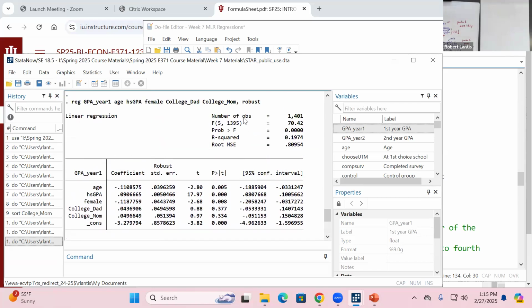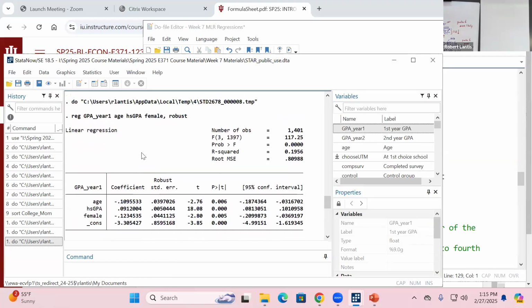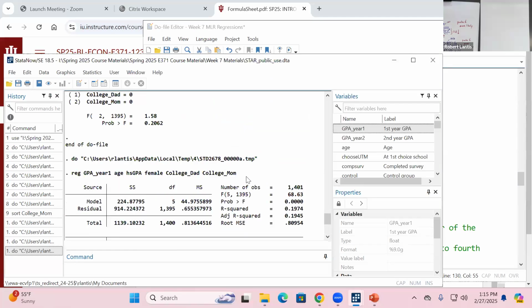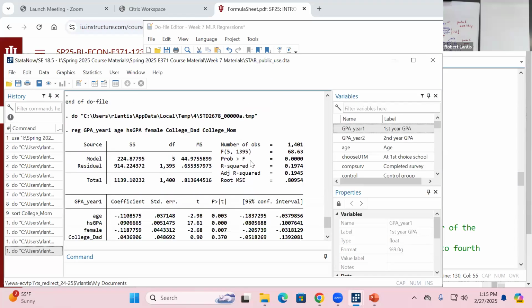Like right here? No, like can you scroll up a little more? You mean if I don't use the robust command? Yeah, if you don't. It's going to be the same thing. 1400, is that N minus K minus 1? So it should always be N minus K minus 1 here. Okay. This will not represent Q though.